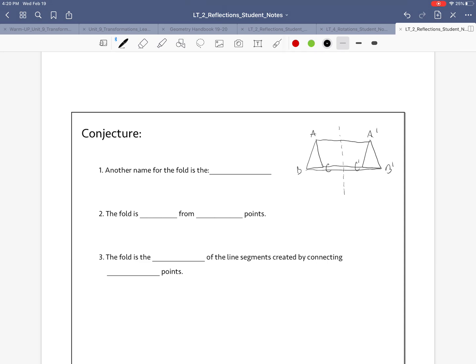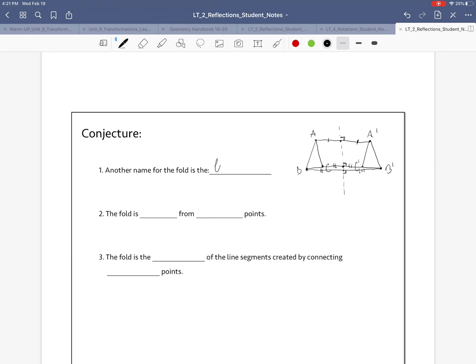What we found was that A to the line of reflection is congruent to the line segment of A prime to the line of reflection, and that C to the line of reflection is congruent to the line of reflection to C prime, and that B to the line of reflection is congruent to B prime to the line of reflection. So we also found that the line of reflection was perpendicular to all three of these.